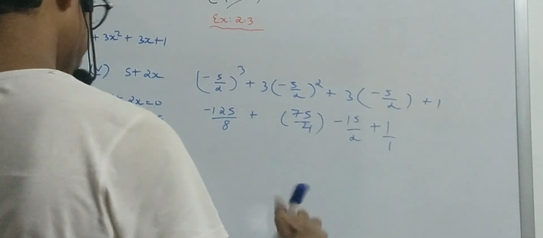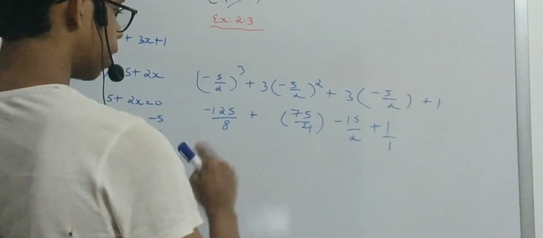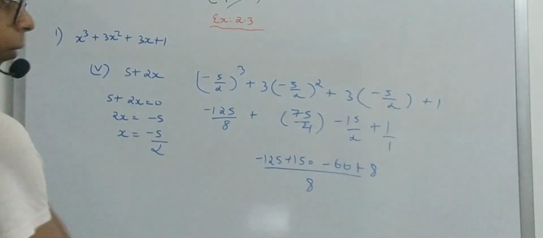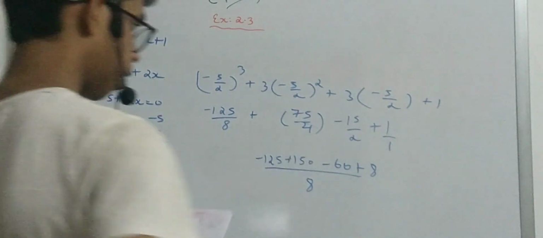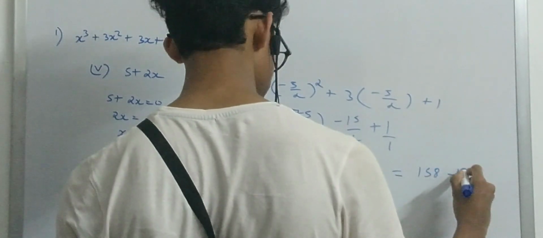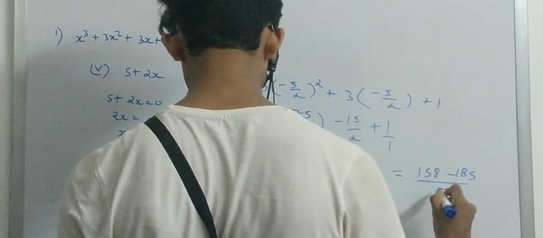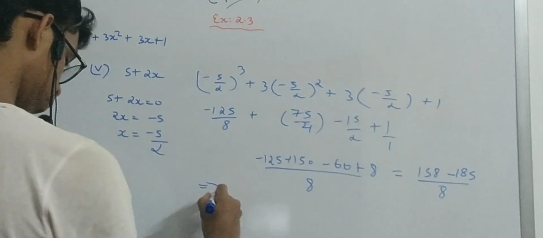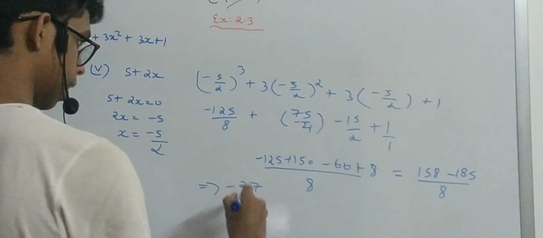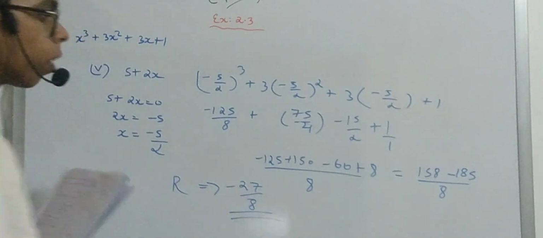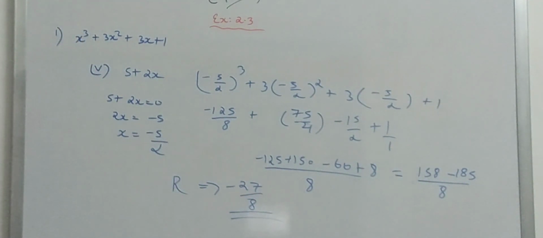We can take the LCM again. Always the highest denominator will usually be the LCM, so you can take 8 over here. I took the LCM over here. So when we solve this, we will be getting 158 minus 185 divided by 8. So 158 minus 185 is equal to what? Minus 27 divided by 8. So this will be your remainder, minus 27 by 8. You can make a note of it.